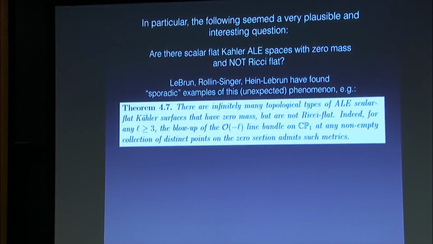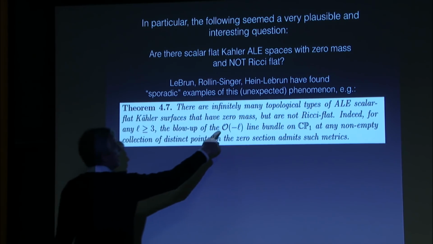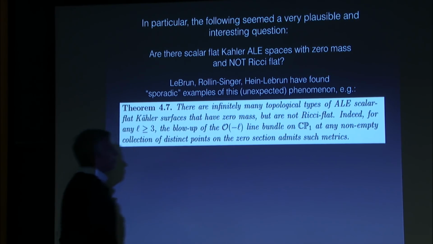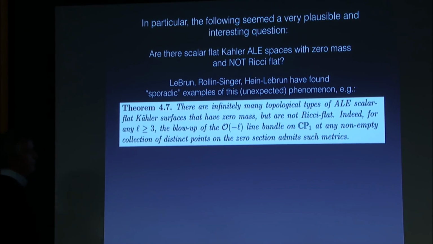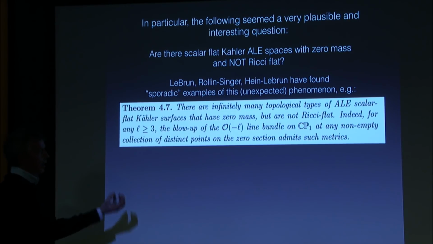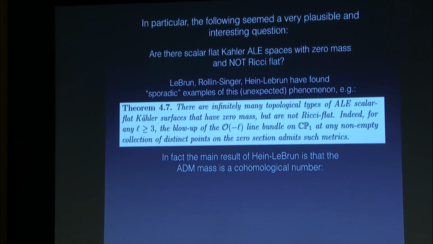Actually, Hein-Lebrun especially built a general theory for the relationship between mass and Kaehler metrics. So the prototype examples were known. This is the manifold itself, the total space of this line bundle over CP1, and they show that if you blow up points put in a specific position, then you can preserve the zero scalar curvature condition and put the mass to be zero.